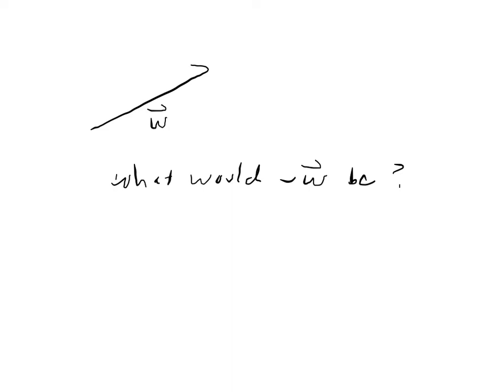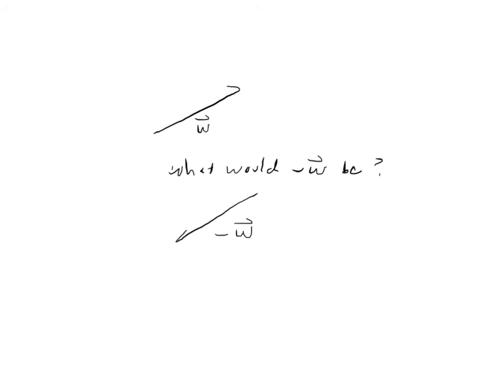Your intuition might suggest that it's the vector that has the same magnitude, 100 kilometers per hour, but it's going simply in the opposite direction. In this case, if I'm heading northeast, the opposite direction would be southwest. And indeed, that intuition is correct. That is how we define the negative of a vector.